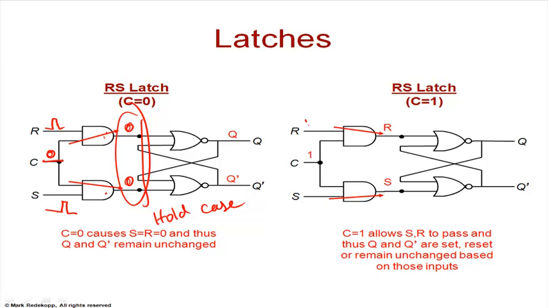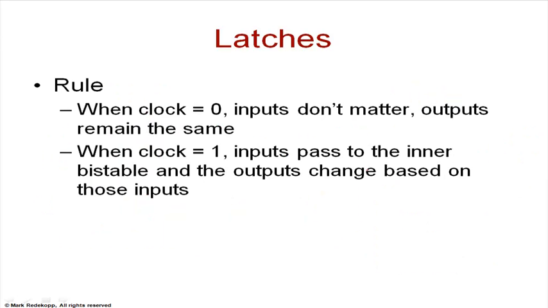Once I know R and S are valid and have no glitches, now I want to look at them. I want them to pass through and affect Q. So what do I do? I just turn my clock input on. By turning it to 1, 1 and anything is anything, the anything passes through, and now R and S get to the bistable and affect it. Okay? Very simple idea. Take a couple AND gates, you're there. But it's a very important way to solve this problem.